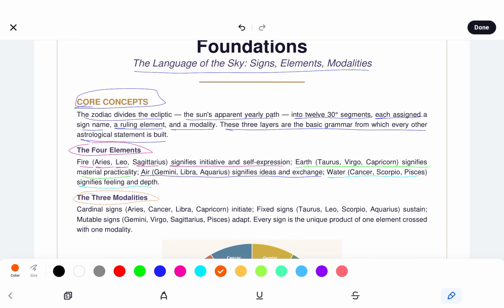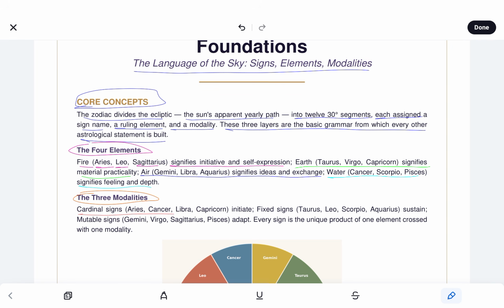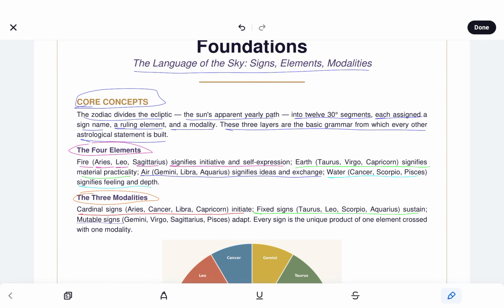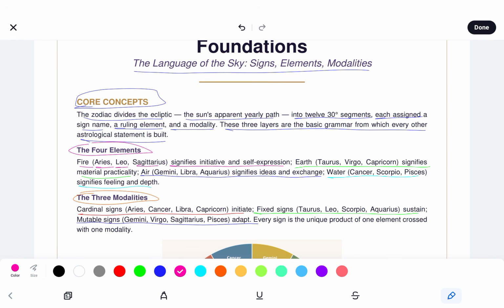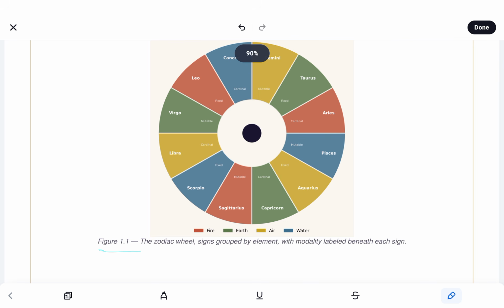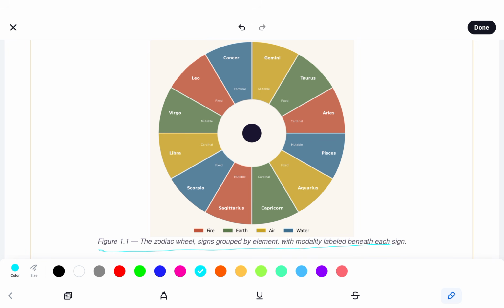And the 3 modalities: cardinal signs, Aries, Cancer, Libra, Capricorn, initiate. Fixed signs, Taurus, Leo, Scorpio, Aquarius, sustain. And mutable signs, Gemini, Virgo, Sagittarius, Pisces, adapt. So every sign is a unique product of one element, crossed with one modality. Here we see the zodiac wheel, signs grouped by element with modality labeled beneath each sign.